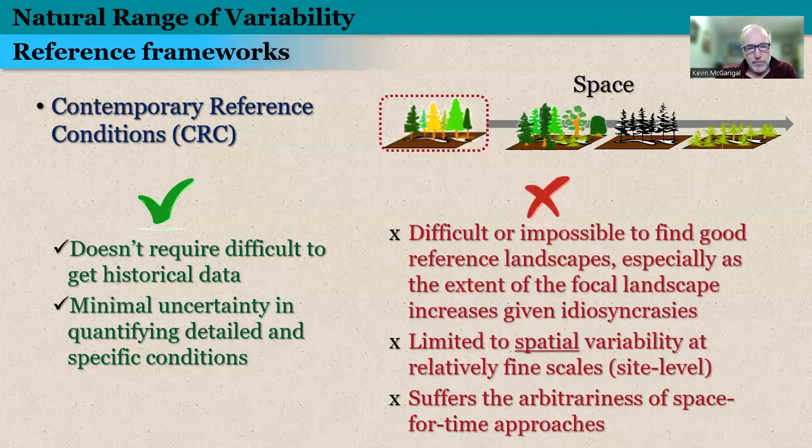However, there are some weaknesses. It's difficult or impossible to find good reference landscapes, and this is especially true as the extent of the focal landscape increases, given the idiosyncrasies of landscapes that we have talked about in a previous Land Eco Lightning talk. So, in many cases, it can be extremely difficult, or in some cases even impossible, to find reference sites or reference landscapes, sites that have not been substantially modified by modern human activities, which renders this approach essentially impossible to implement in some cases.